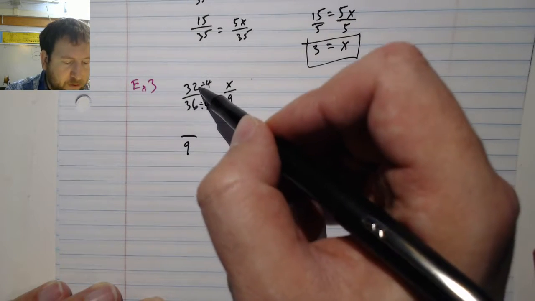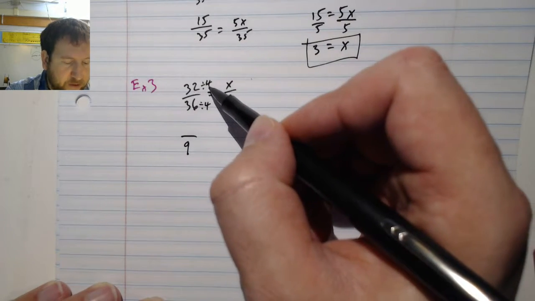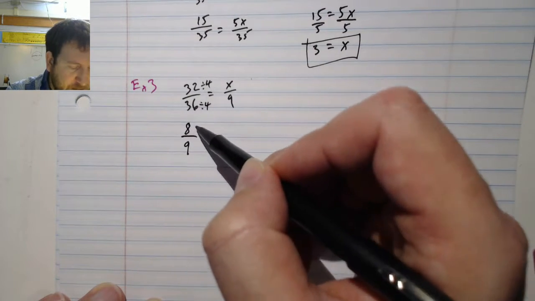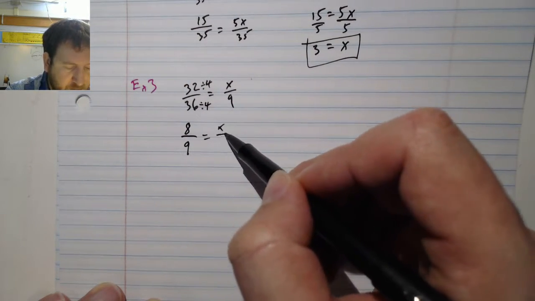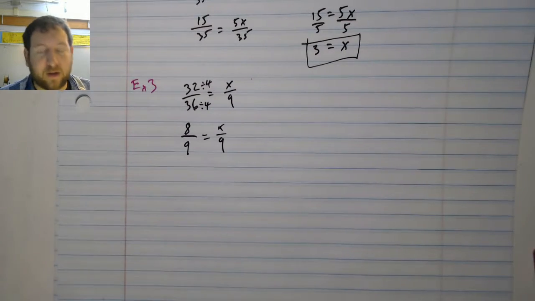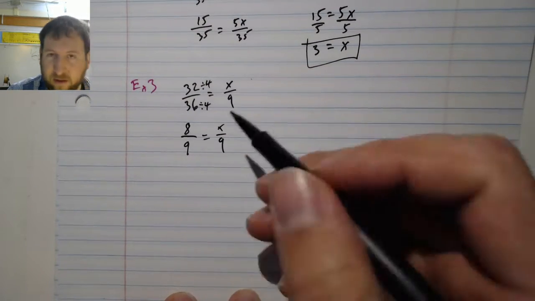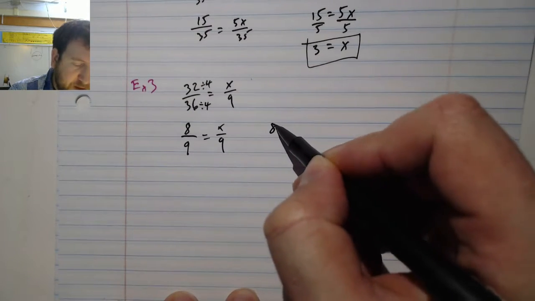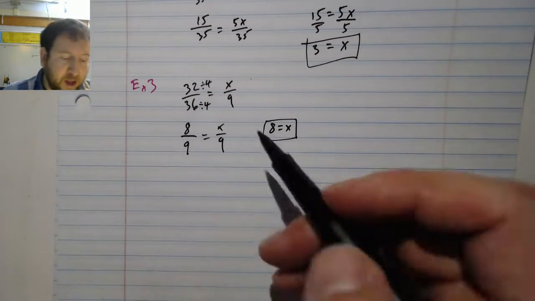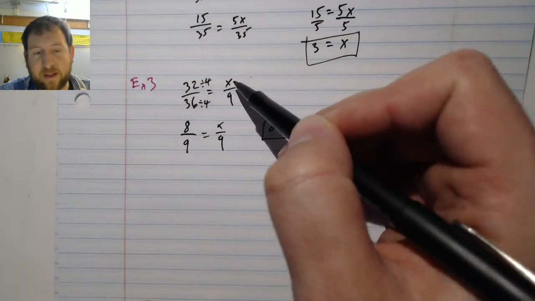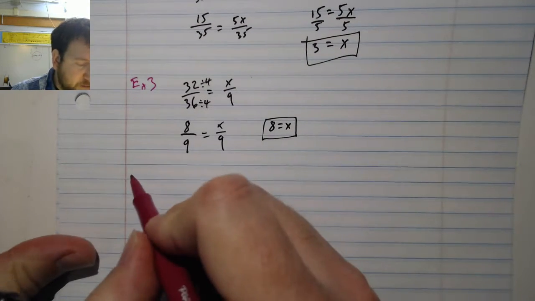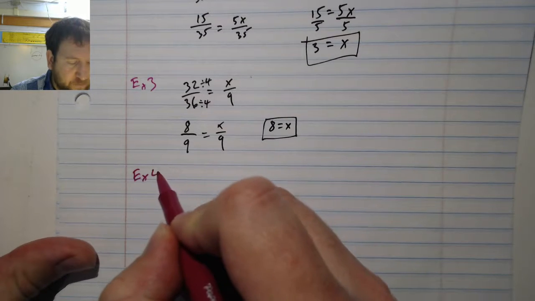32 divided by 4 would be, 32 divided by 2 is 16. Divided by 2 is 8, which would give me 8/9 equals x over 9, which I can then get rid of my denominators because I know that my numerators have to be equal because it's a proportion. So I can say that 8 equals x. Or x equals 8, doesn't matter. I could, of course, go the other way and multiply these, but then I would have the same problem that I had earlier and that I would need to simplify a bunch later.